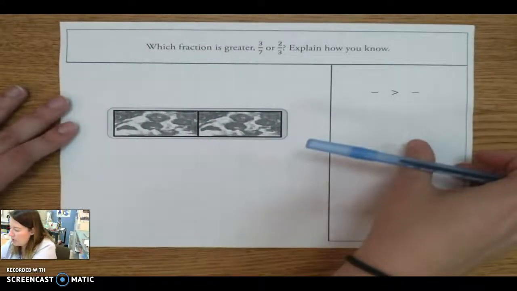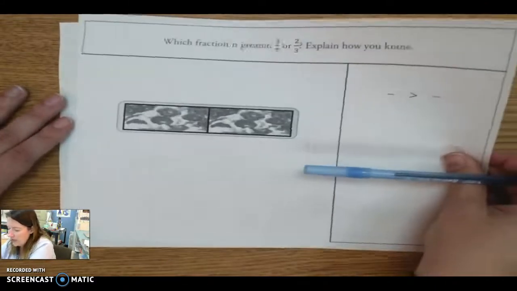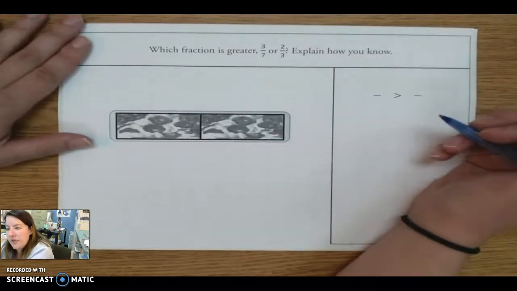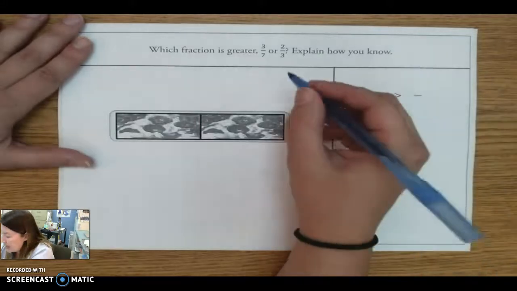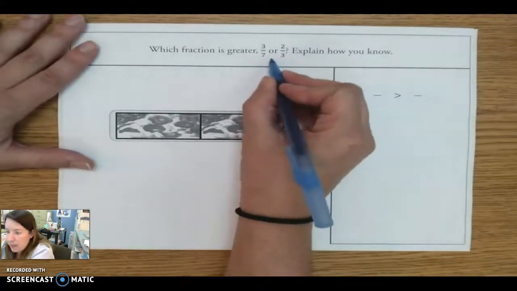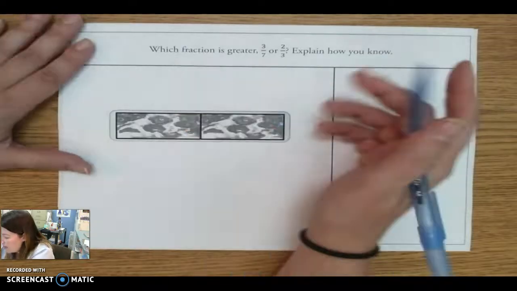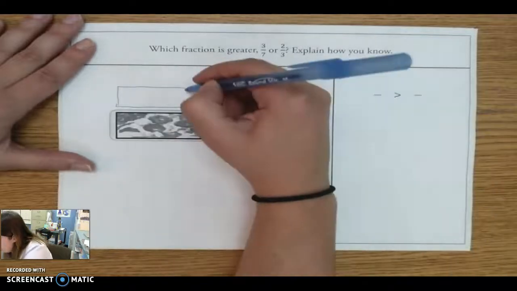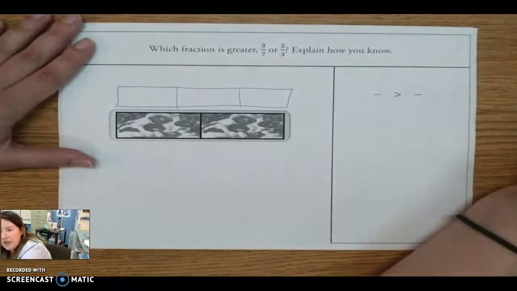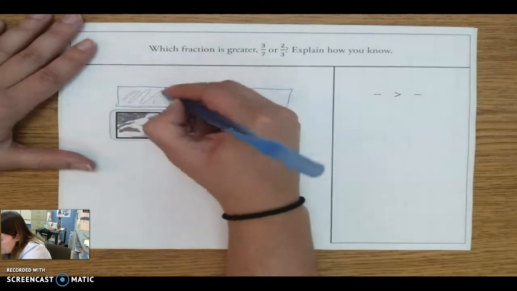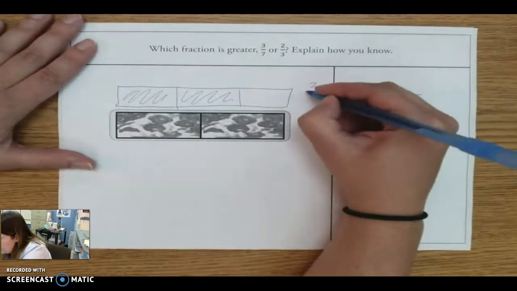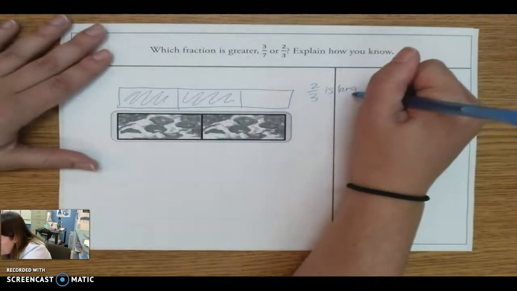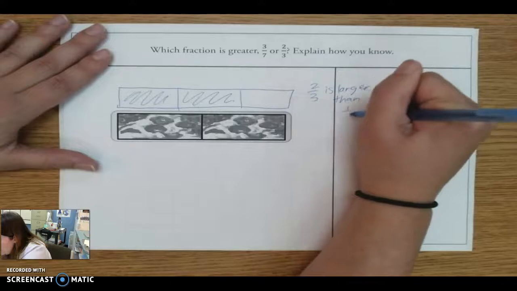Let's try one more. That's our last one. All right, which fraction is greater, 3/7 or 2/3? Explain how you know. This one's a little tricky because they're both odd numbers at the bottom. Hopefully one will be larger than a half, one will be less than a half. All right, let's take a look. I'm going to do the thirds, so let's split my whole into thirds as best as I can. So 1/3, 2/3. Is that more or less than a half? That's more, right? So 2/3 is larger than 1/2.